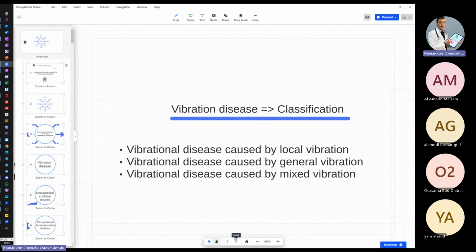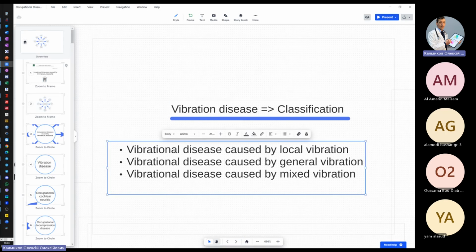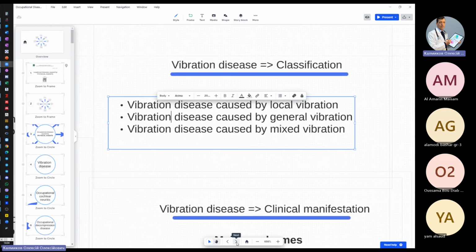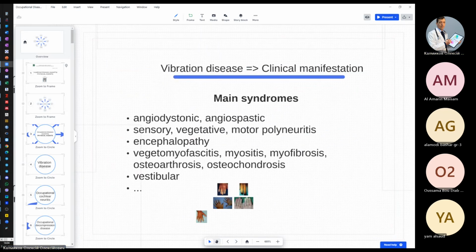So the most widely used classification of vibration disease is based on the location or place of application of vibration, such as vibration disease caused by local vibration, vibration disease caused by general vibration, and vibration disease caused by mixed or combined vibration.